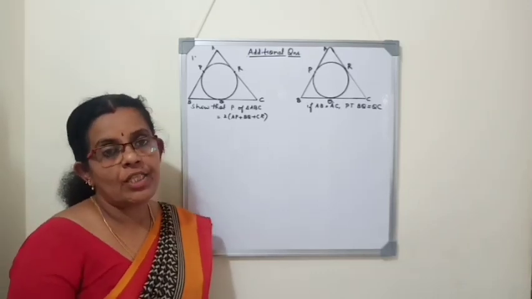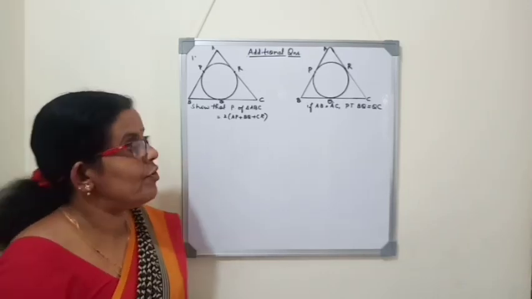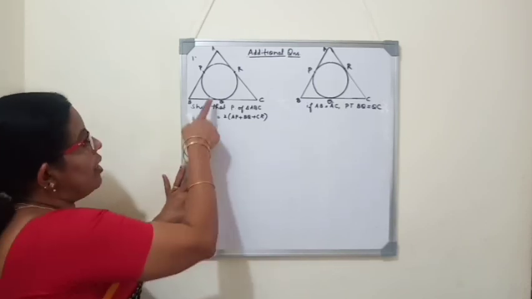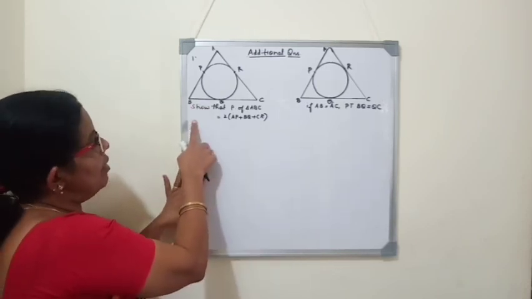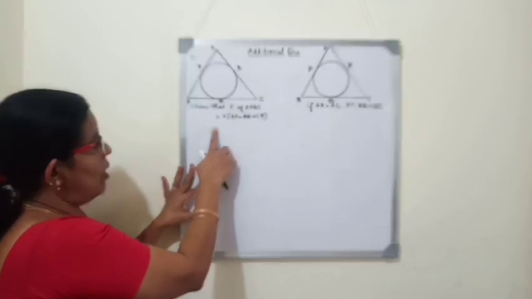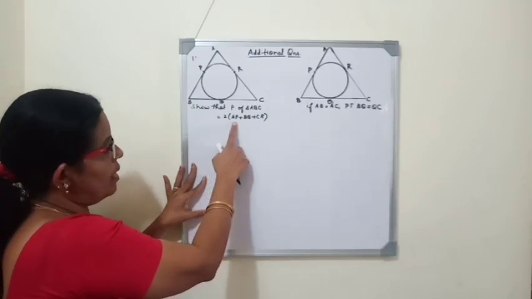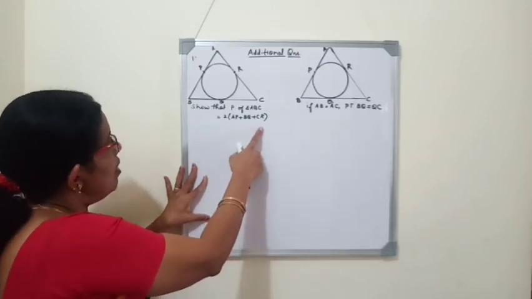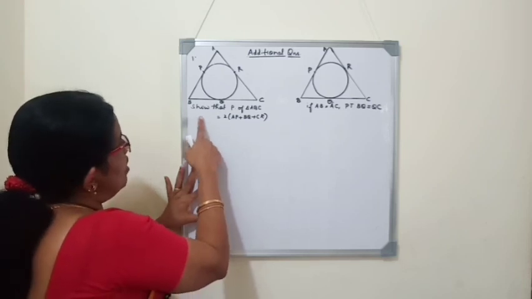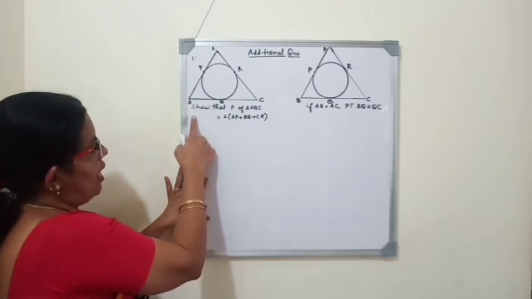Let's see some additional questions from this chapter. The first one is, see, the diagram is already given. Show that the perimeter of triangle ABC equals 2 into AP plus BQ plus CR. So, before starting the sum, we will write the properties of the tangent.